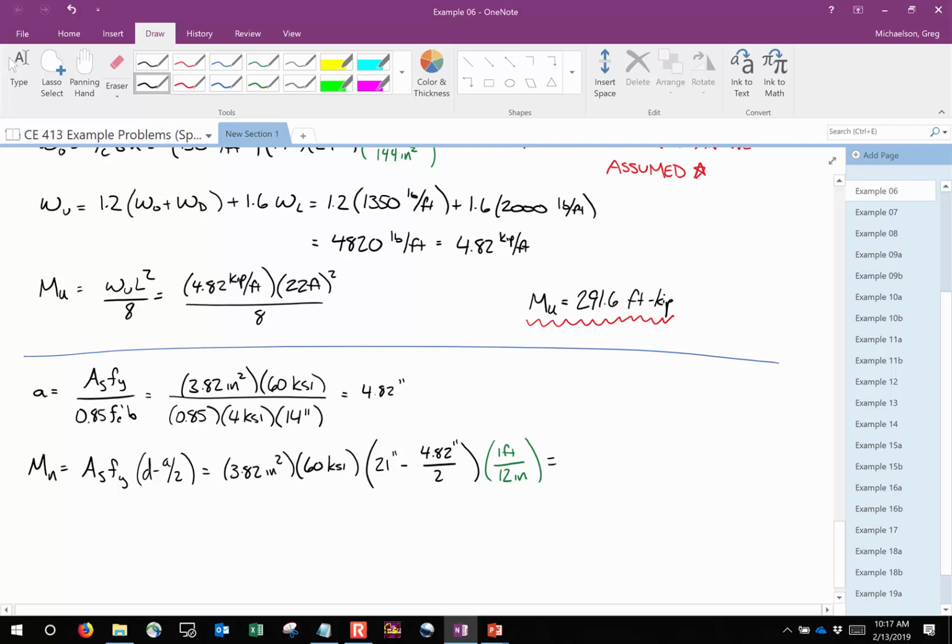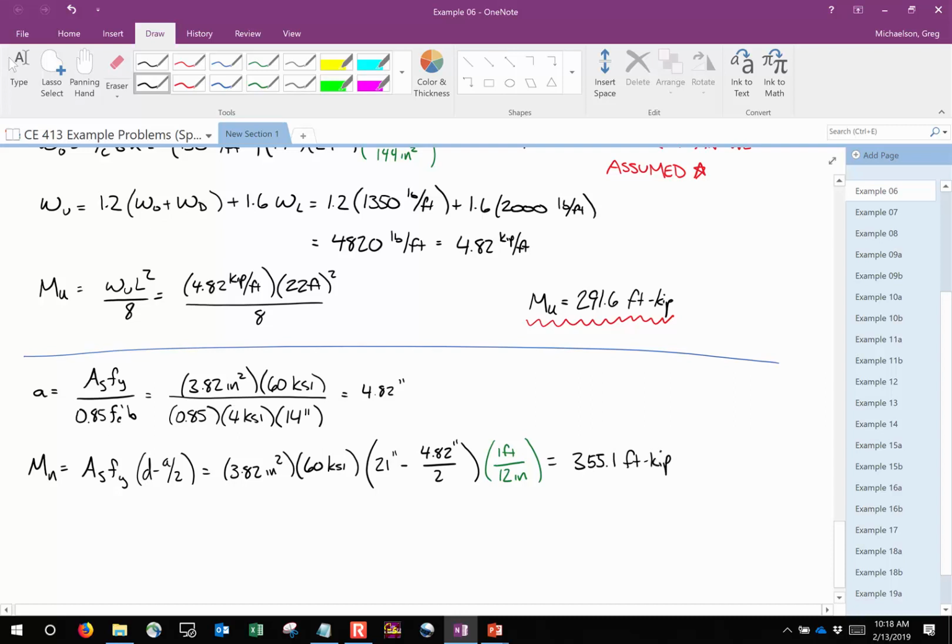I'm in kips, but I'm in inches. So I'm wanting to convert it to feet. The reason I want to convert it is so that ultimately my phi Mn matches that. So we'll say foot-kips.